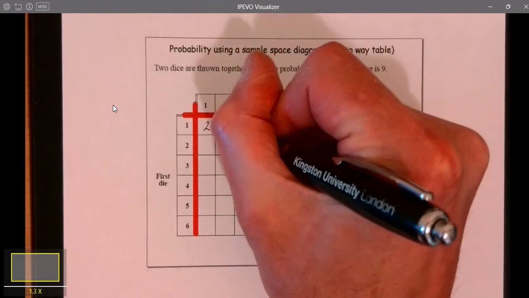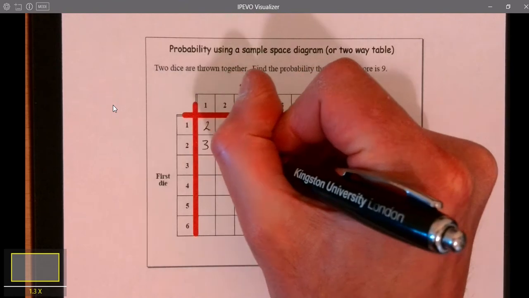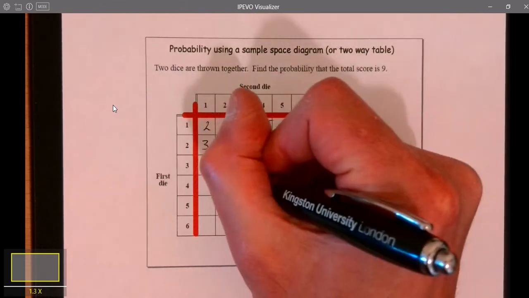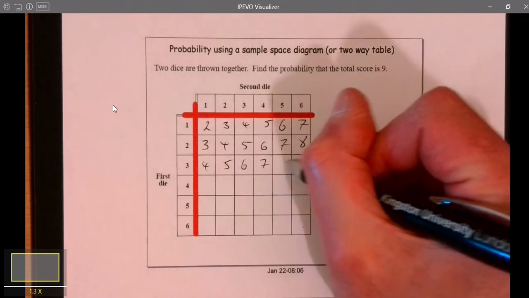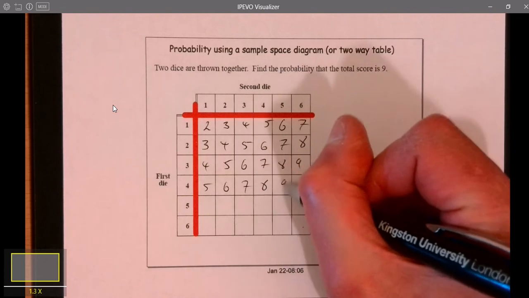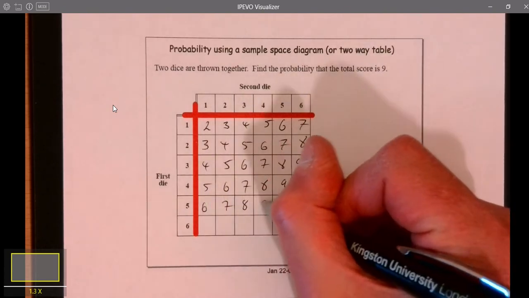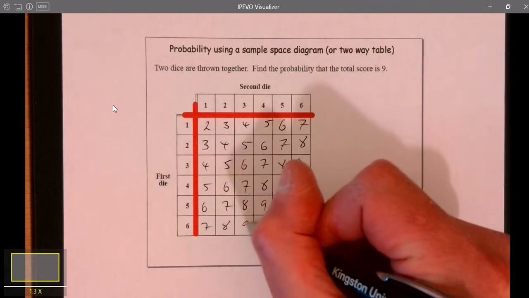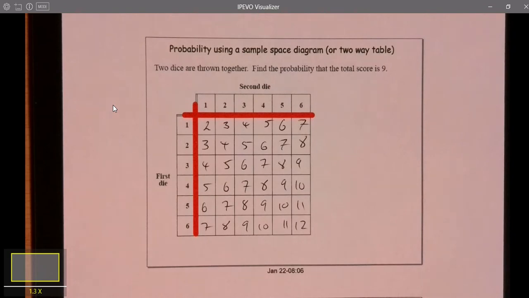We just add the scores together, and you can very quickly and easily see when you've drawn the table out. Working out any questions on this is really straightforward. The trick is just to draw the table, and it only takes a few moments to do. You can see it's really not taking me very long to do that.